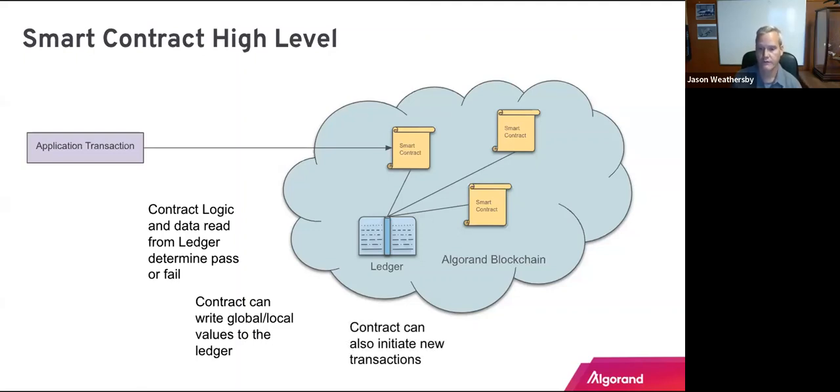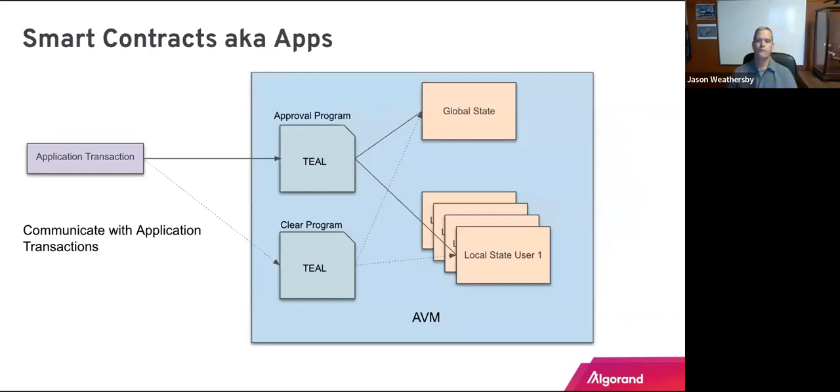One of the unique things that we just added was the ability for these smart contracts to actually initiate additional transactions. These are called inner transactions. And these allow you to do things like make the smart contract do a payment transaction from within the contract, or make the smart contract transfer an asset, like an NFT or an FT. So that can all be done inside of the smart contract and can be initiated with an application transaction. So that's the high level view of what a smart contract is.